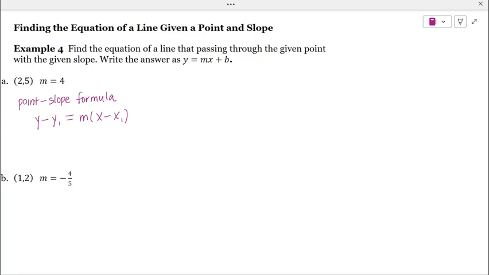So we will plug in here. 5 is going to go here, and 2 is going to go here, and then the slope 4 goes here. So I have y minus 5 equals 4 times x minus 2.